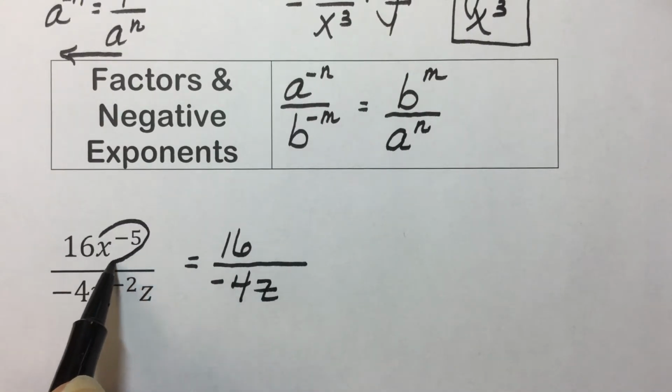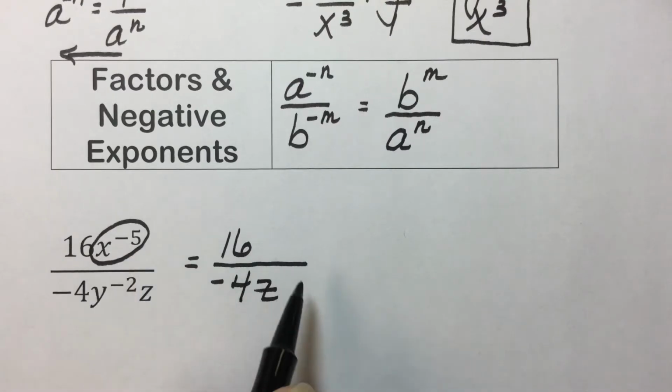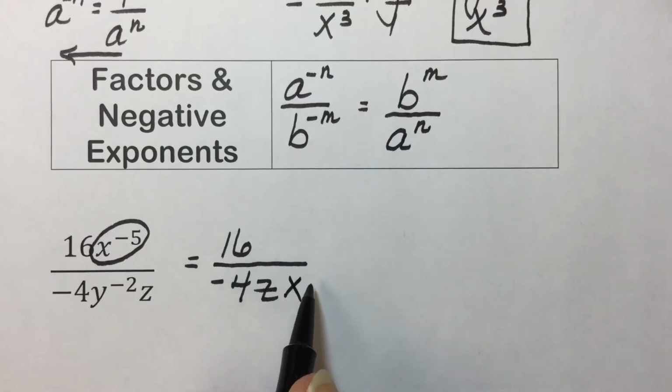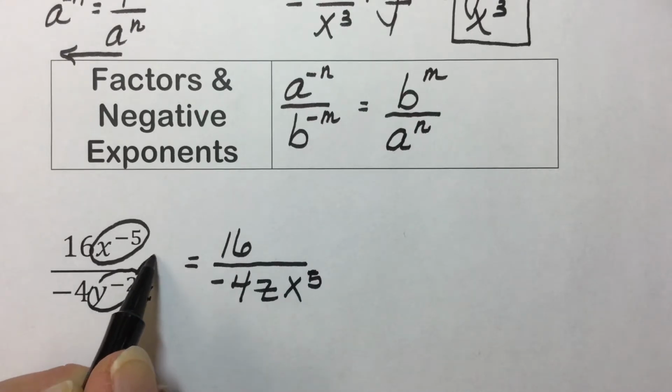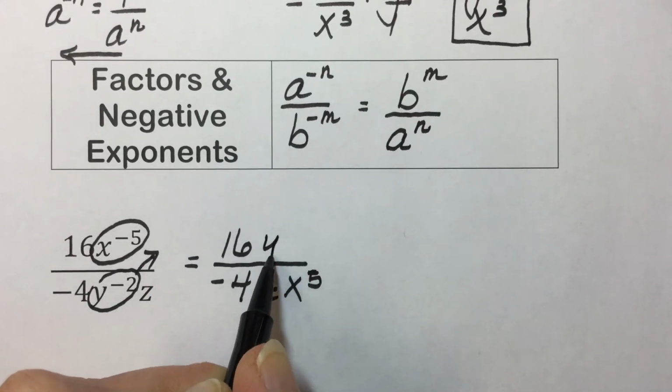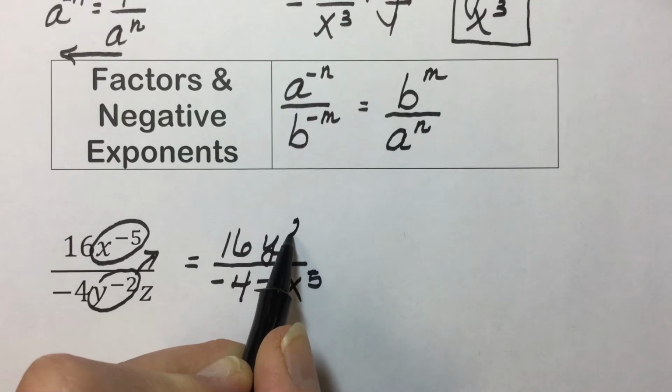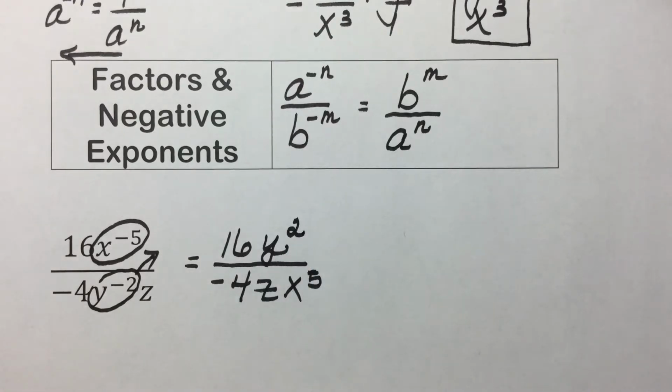What's moving is to have a positive exponent. We will switch its position from the numerator to the denominator and have x to the fifth. And likewise, to make a positive exponent, this is going to go up and switch it to a positive power.